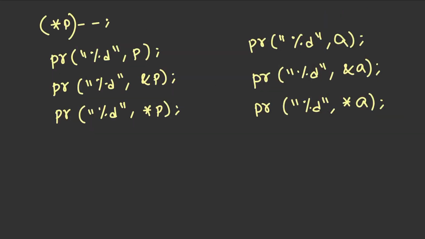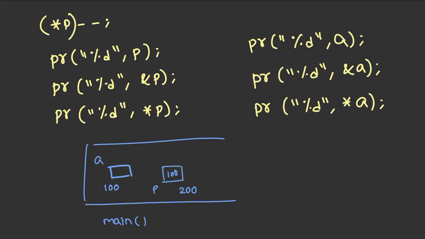Let's try to understand this further with some more examples. I have taken this for our reference. Let's assume the value to be 10 initially. Now in this case, I am trying to get the content of P initially.